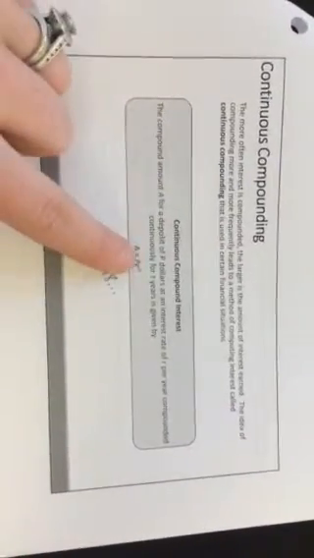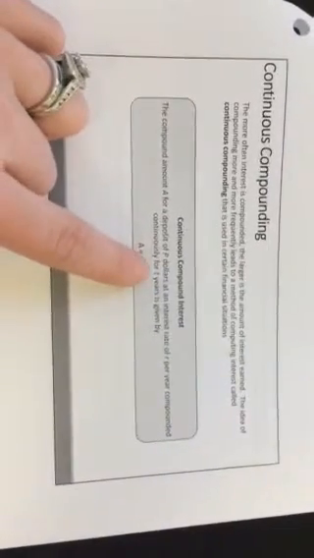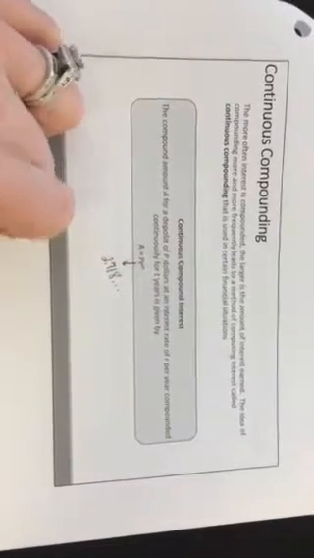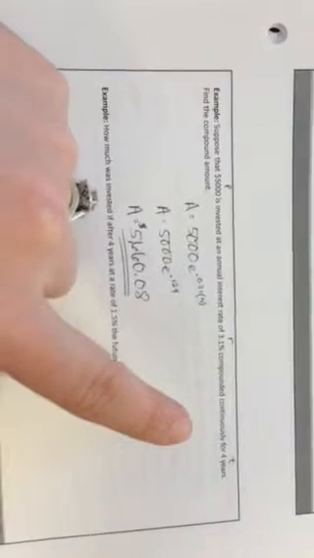So you're going to do the principal times E raised to the power of RT, R being your interest rate, T being your number of years. Suppose we invest $5,000 at an interest rate of 3.1% for 4 years. Find the compounded amount, and it says compounded continuously. That's a key to us that we're using that formula. So we plug in everything, our rate, our time, our principal. Our exponent ends up being 0.124.